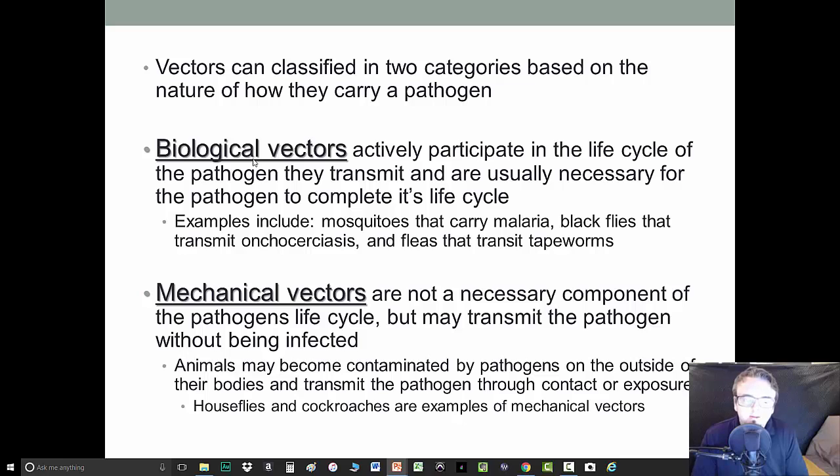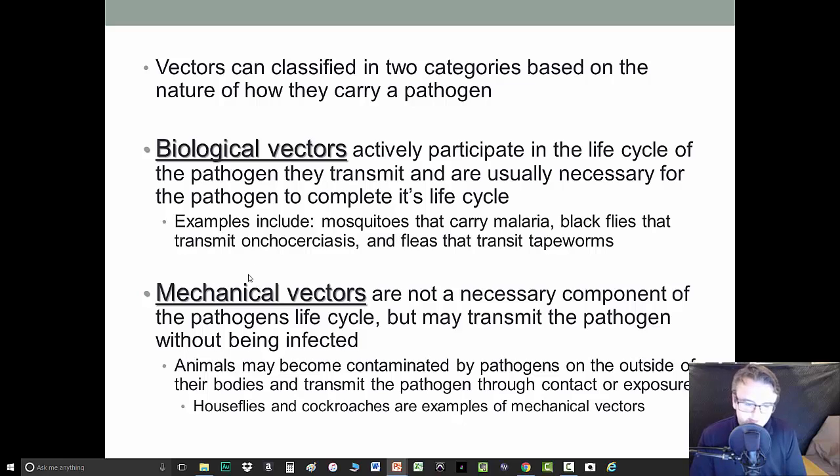We used an example in chapter 5 when we talked about the tapeworm, Diphyllobothrium caninum, and how it goes through the flea or the cat flea to complete its life cycle. So in that case, the flea would be considered a biological vector for the tapeworm, Diphyllobothrium caninum.